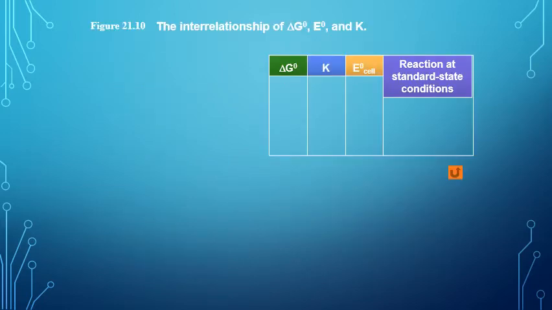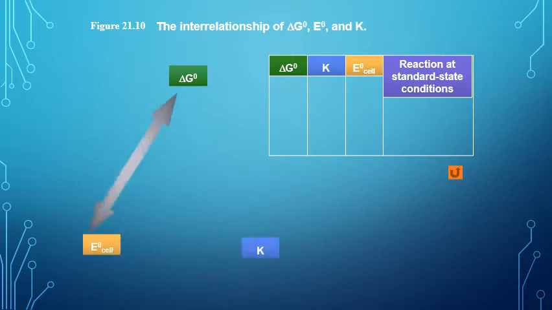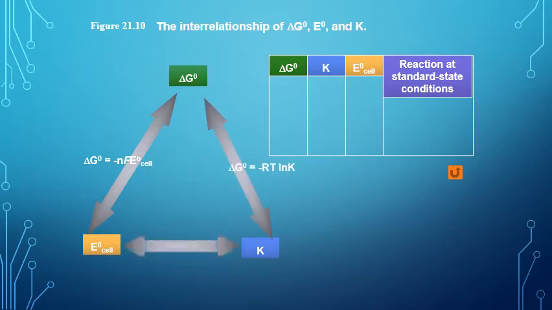So as we look at the values here for your delta G, for your Ecell, and for your K, we can come up with our relationships between all of these. Between Ecell and delta G, we have negative nF Ecell. We have delta G and K being negative RT ln of K, and we have the E naught for the cell and K being the relationship of negative RT ln of K divided by nF.